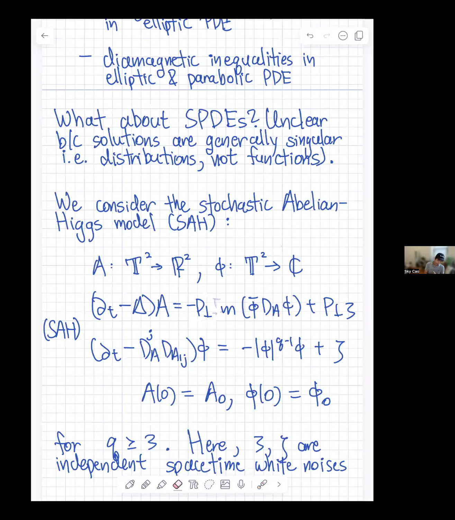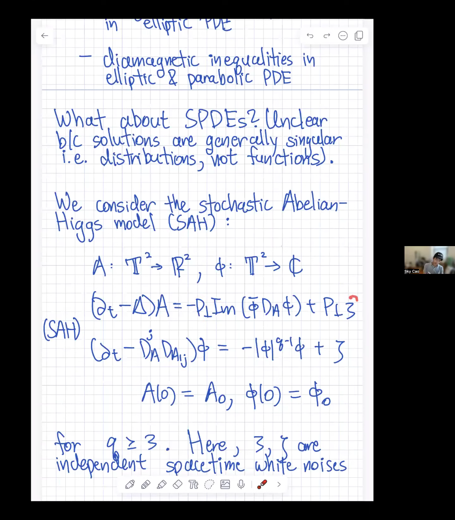So this P perp is the Leray projection, which puts you in this Coulomb gauge. So it enforces that our vector potential is divergence free. And this is nice to have because the Coulomb gauge is always best for regularity. And if it doesn't cost you anything, you may as well work in this Coulomb gauge. So that's what this P perp does. It projects you onto the space of divergence-free vector fields.